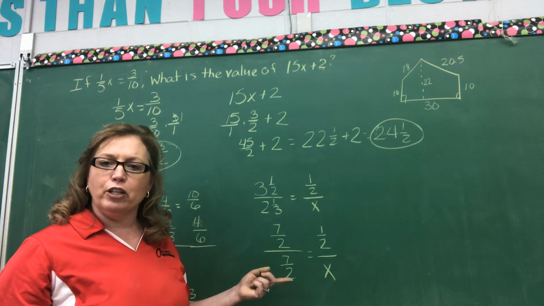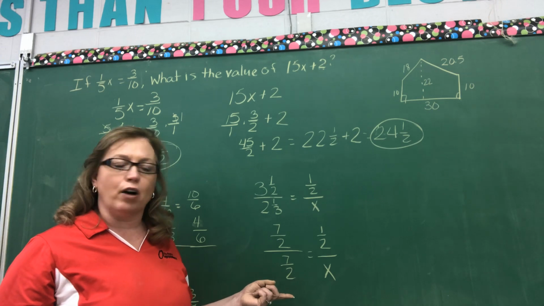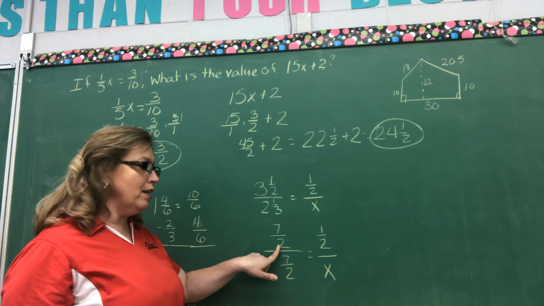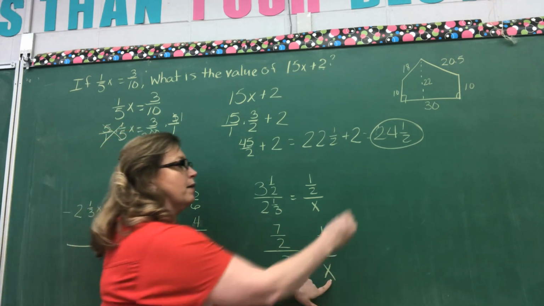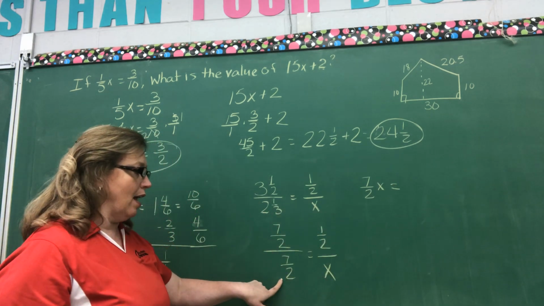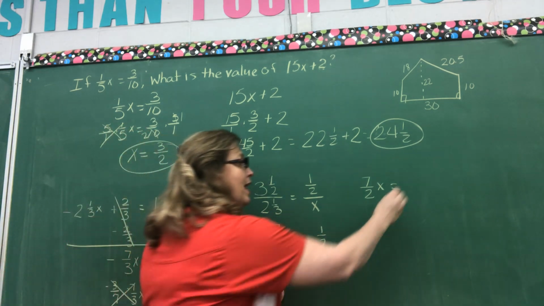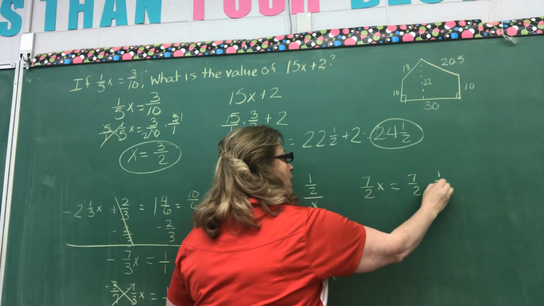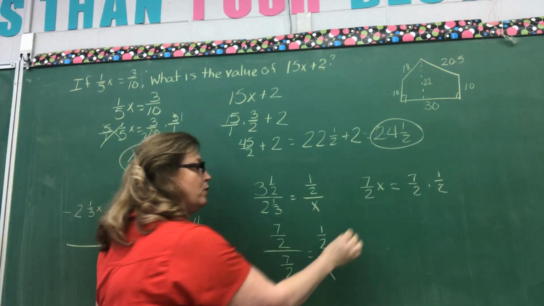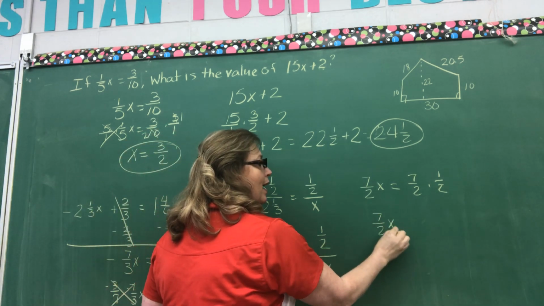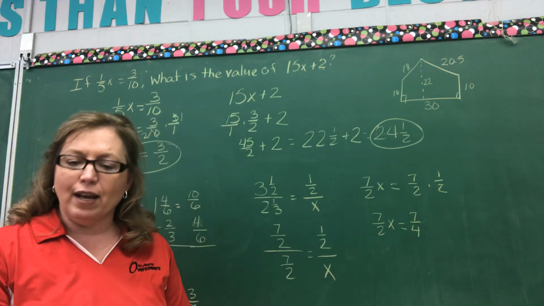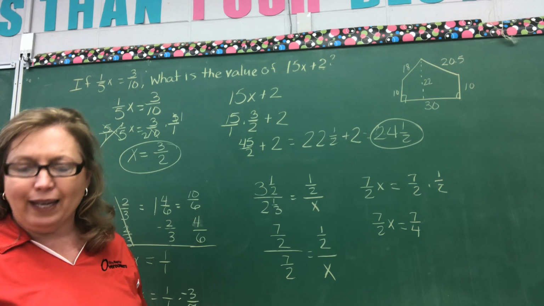Now, the next thing we need to do is cross multiply to get our equation. I'm going to write my equation up here so you can see it. We're going to take 7 over 2 times x. So we have 7 over 2x equals 7/2 times 1 and 1/2. Now, when I do that, I can see that I can't reduce anything, so I have 7 over 2x equals 7 over 4. Now, the next thing I want to do is I want to get rid of.